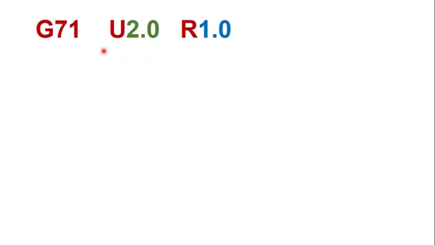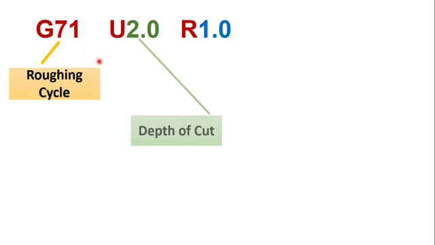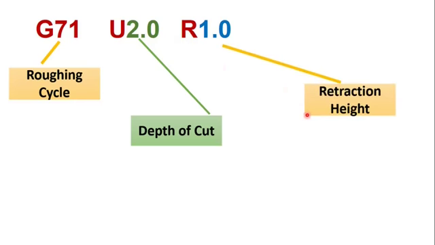Okay, so first syntax is G71 U2.0 R1.0. So here 2.0 is a number which I will explain you now. So this is rough cycle. So U represents depth of cut. Okay, so 2 means I am giving a depth of cut of 2 millimeter. R is retraction height. 1 is nothing but a 1 mm retraction height is given.